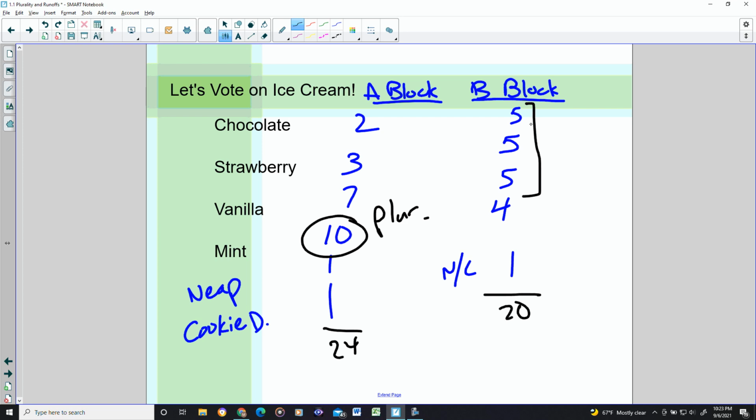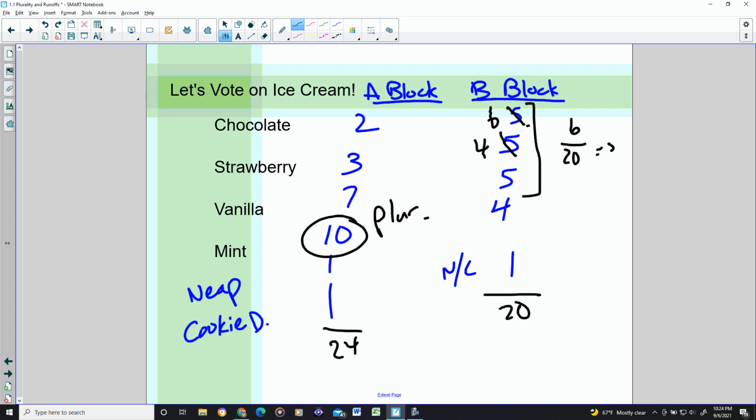Let's look at chocolate. Let's say this is a little different, very evenly split, but let's say this happens. Let's say one person was actually chocolate and not strawberry. So let's say the vote looks like this. Chocolate would win in this situation with 6, but guess what? 6 out of 20.